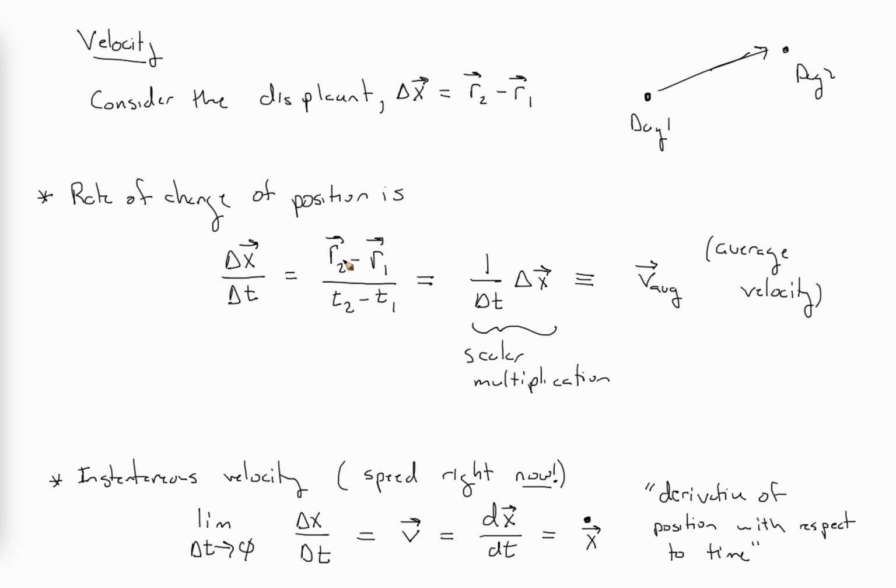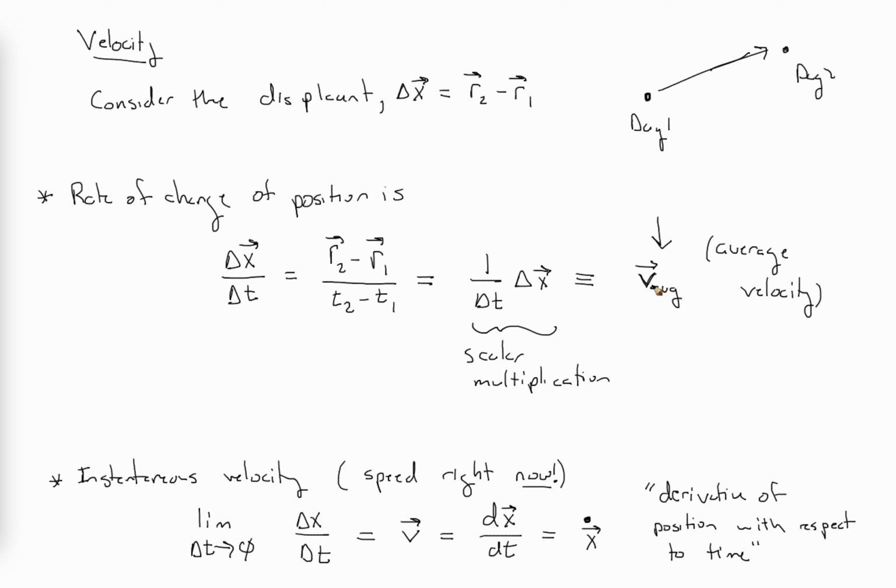So quantitatively, that's the position vector R2 minus the position vector R1, divided by time 2 minus time 1. Well, time 2 and time 1 are just scalars. They're just numbers, not vectors. So I can pull that out and just call that 1 over delta t. And delta x is a vector, so what I have is a scalar times a vector, which means that this quantity, whatever it is, is another vector. If I multiply a vector by a number, I get another vector out. I just make the vector longer or shorter by the amount of the scalar. And so here I get a new vector, and that new vector we're going to call the average velocity.